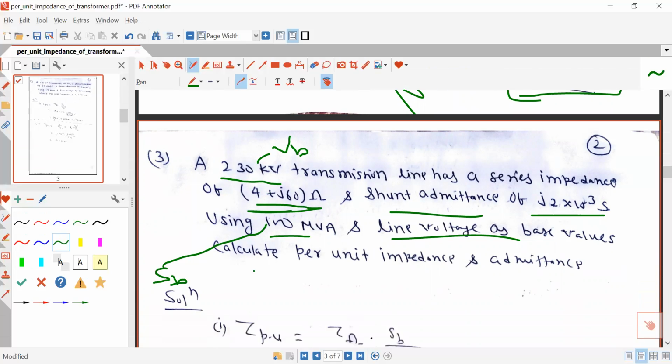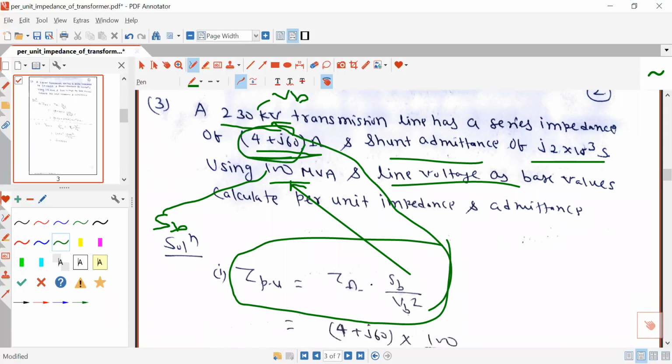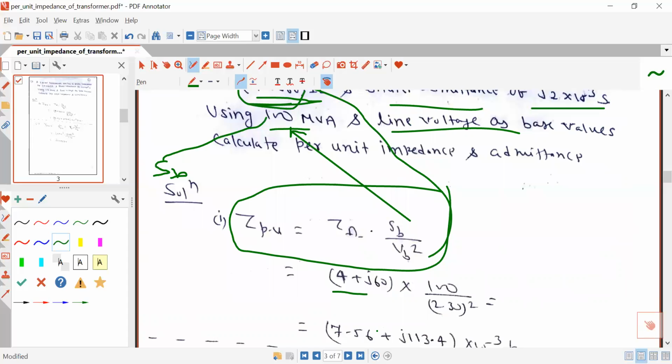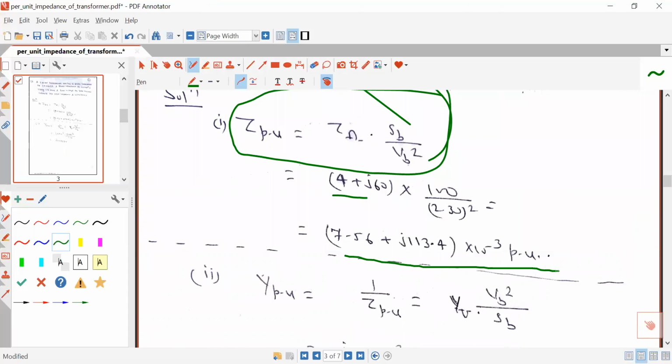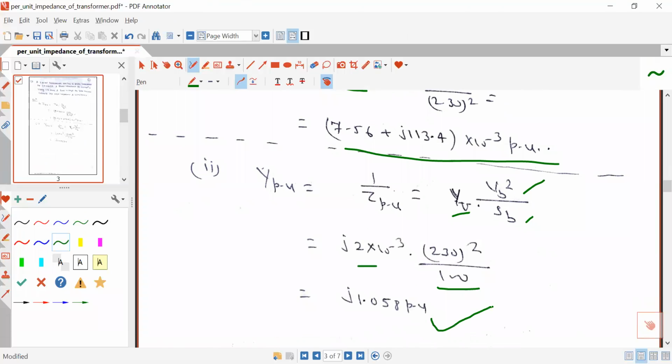So how will you convert? This is the formula. And here SB is 100 MVA and VB is 230 kilovolt and the impedance is 4 plus j60 ohm. Just substitute all of this data and you will get impedance in per unit system. Similarly, admittance is given, VB is given, SB is given, and after substituting all of this data, you can get the admittance value in per unit system.